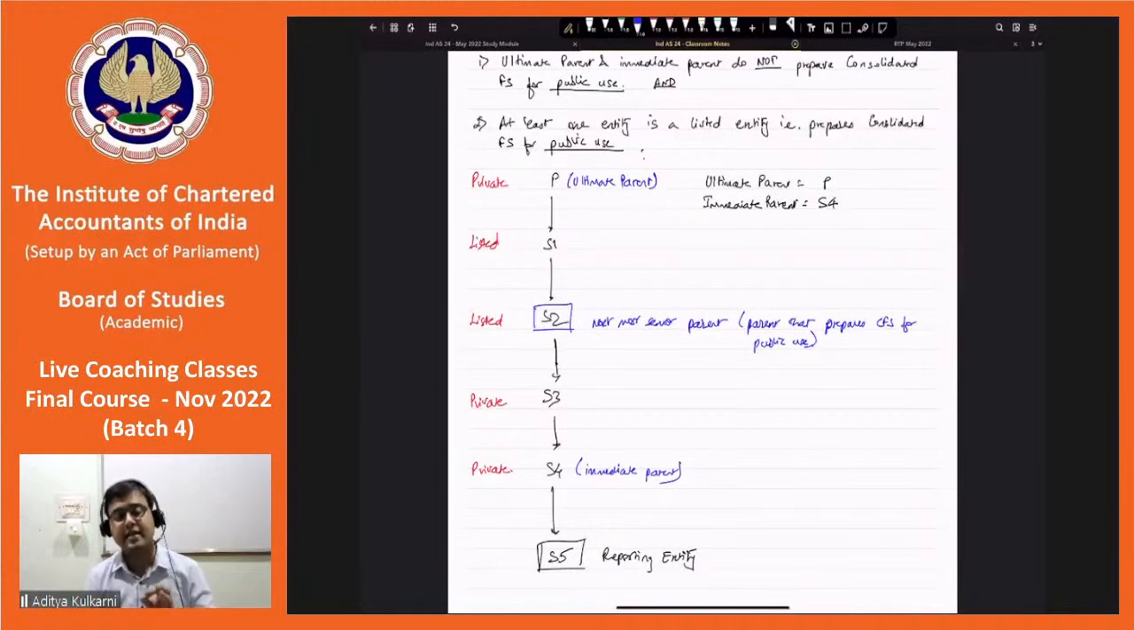Suppose you are preparing S3's financials. S3 is the reporting entity. Then immediate parent will be S2. Ultimate parent will be P. And even the next most senior parent would be S2.